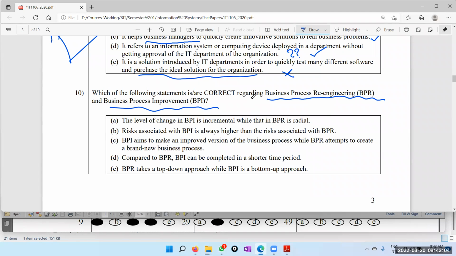So those are the type of things we call business process improvements. It's the day-to-day continuous improvements we do.